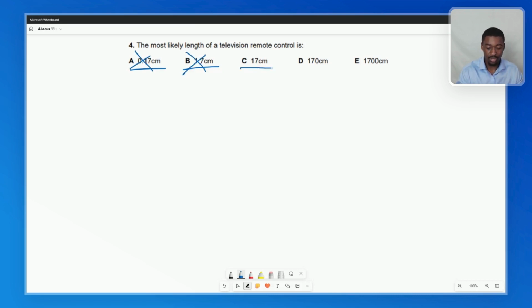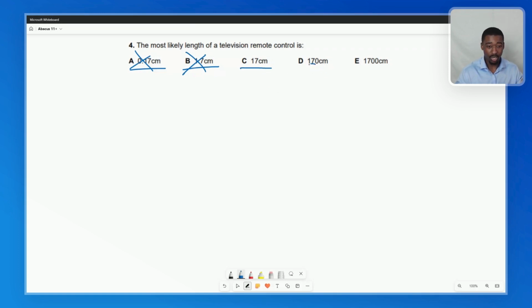17 centimeters. Now this seems a bit more likely. Again, think of an object that you are familiar with, that 15 or that 30 centimeter ruler. Think about how big that is in your head. If we half that into a 15 centimeter ruler, and then we think about the size of a TV remote control, it's around that size, the 15 centimeter mark. And therefore 17 centimeters is reasonable. It's realistic.